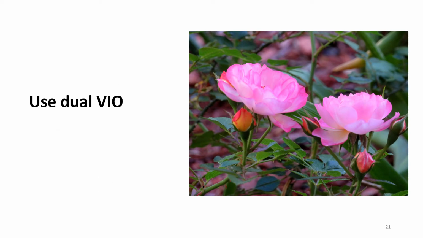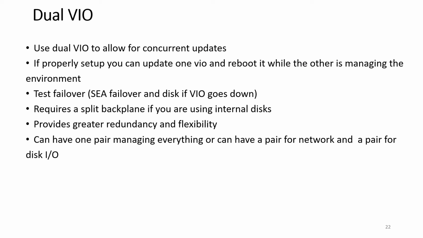I mentioned earlier about using dual VIO servers. What dual VIO servers typically allow you to do is concurrent updates. I can update one VIO while the other VIO is running the network and the storage. I can also use them for failover, so that if something happens to a disk in one VIO, the other VIO can still run everything. So I have a lot more redundancy and flexibility. And there are also certain environments where dual VIO is actually required.